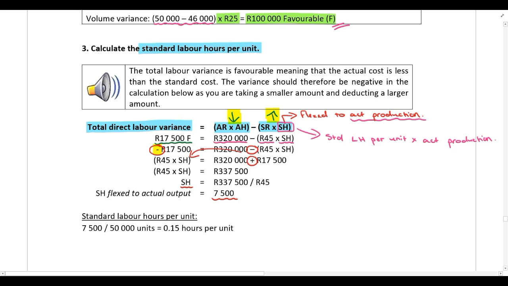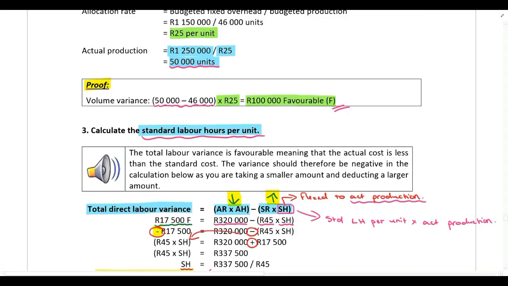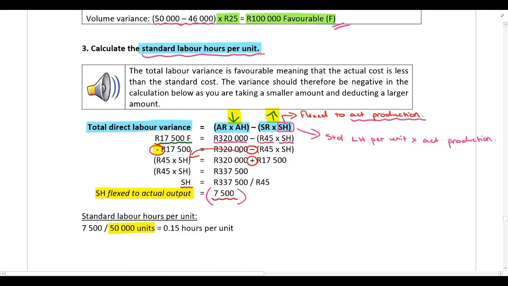So please note, you haven't calculated the standard labor hours per unit as per the required. You've calculated the standard hours flexed to actual production, or flexed to actual output. So you still need to divide by actual production, which we calculated in the second part of the required, so that you can get the standard labor hours per unit.